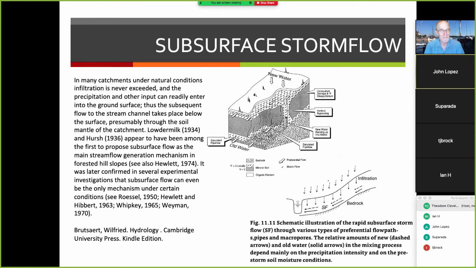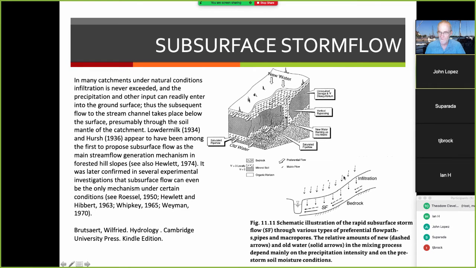So in many catchments under natural conditions, infiltration capacity is never exceeded, meaning it never rains hard enough. And the precipitation and other input readily enter into the ground surface, and thus the subsequent flow to the stream channel takes place below the surface, presumably through the soil mantle of the catchment. Loudermilk and Hirsch appear to have been among the first to propose subsurface flow as the main stream flow generation mechanism in forested hill slopes. It was later confirmed in several experimental investigations that subsurface flow can even be the only mechanism under certain conditions. And this diagram is trying to convey the picture here.